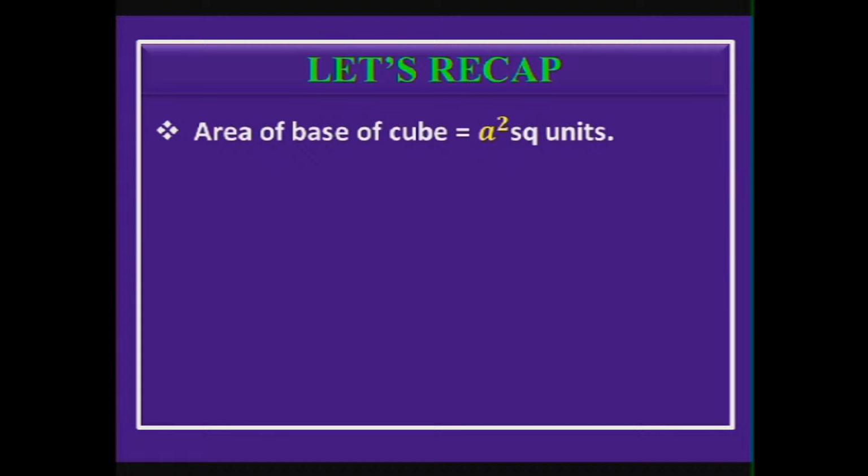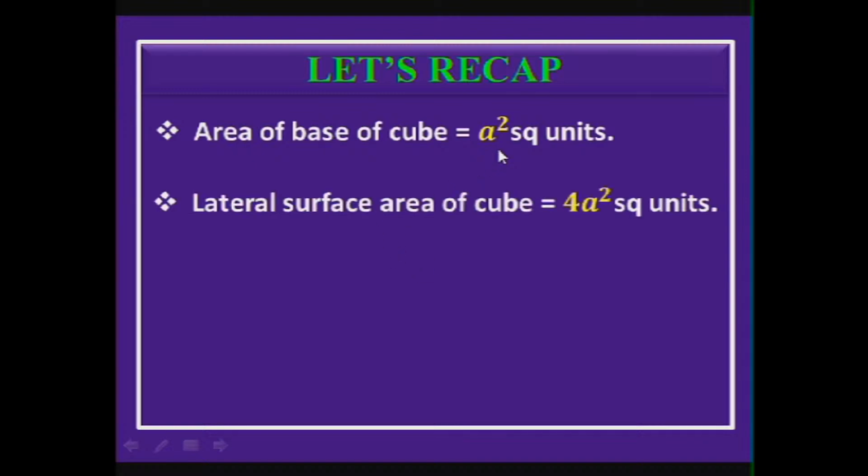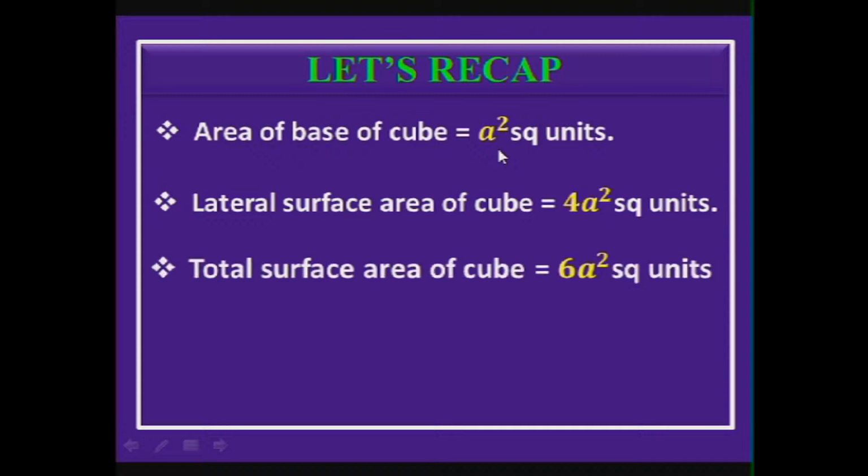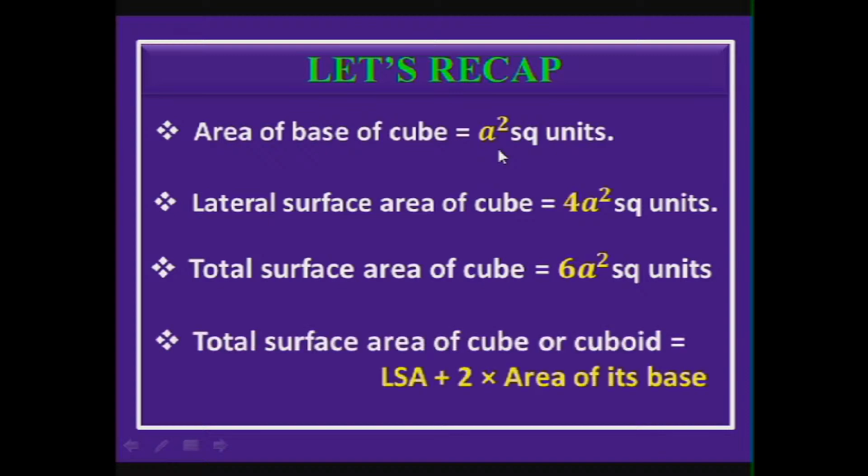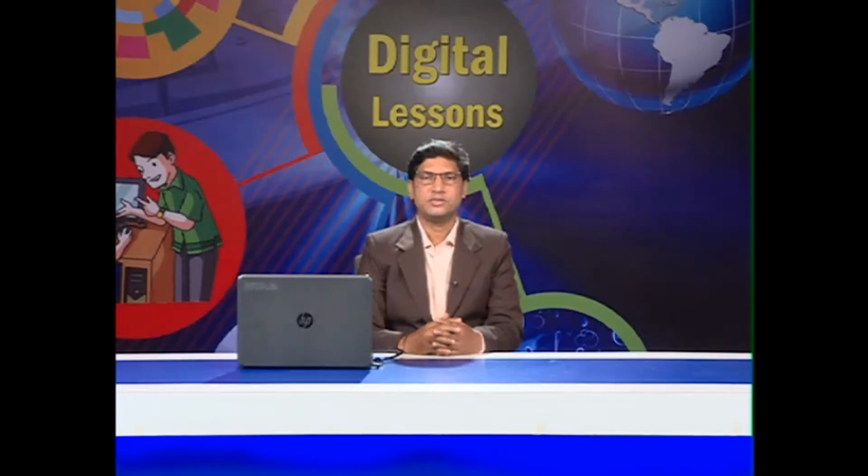Here a is nothing but the edge or the side of the cube, whereas the lateral surface area of cube is 4a square square units, and the total surface area of cube is 6a square square units, and the total surface area of either cube or cuboid is equal to the lateral surface area plus 2 into area of its base. So, children, before we complete our session, I would like to give you some homework.